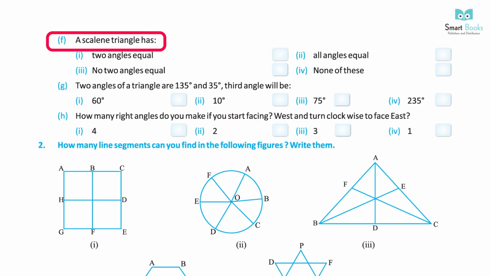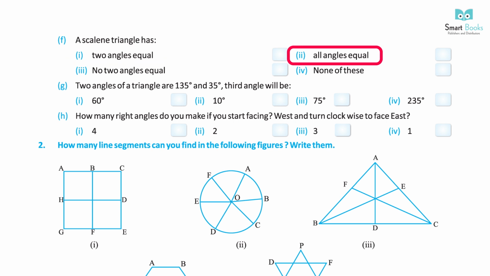F. A scalene triangle has: first, two angles equal; second, all angles equal; third, no two angles equal; fourth, none of these. Solution: fourth, none of these.